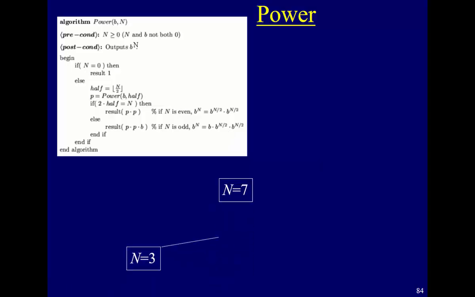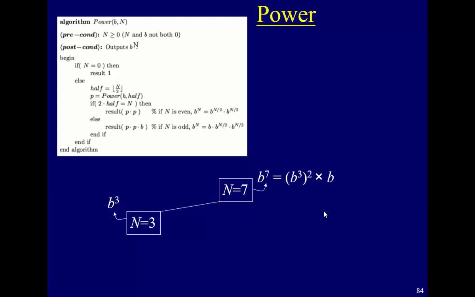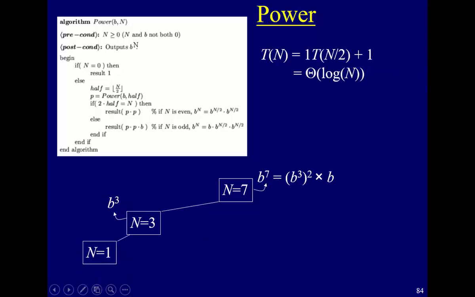If we got 7 there, then we have one friend, which is 7 over 2. Our friend gives us b to the 3. Then our answer is b to the 3 squared, which gives us b to the 6, and then we multiply by an extra b to give us our answer. Everybody see that? Now the difference is we only have one friend, so it's log capital N, which is linear in the number of bits.